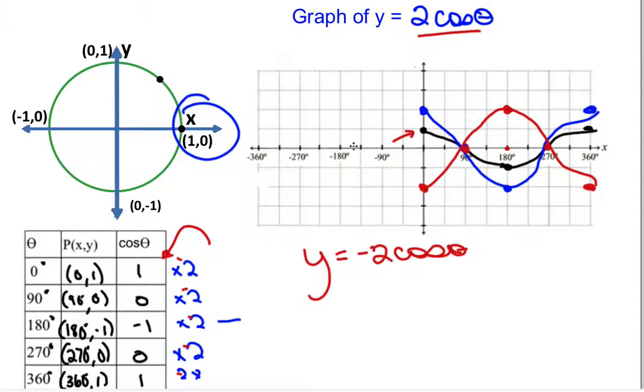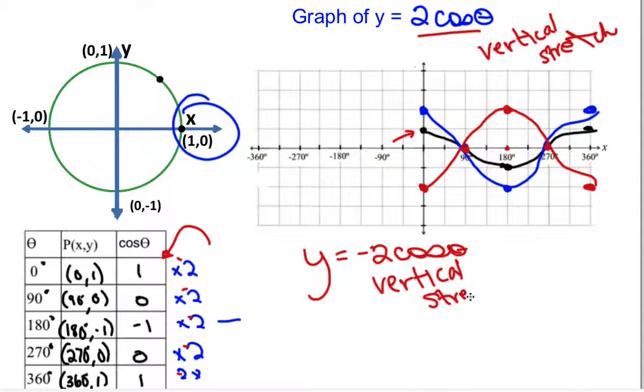So that would be the graph. This would be a vertical stretch. And this would be a vertical stretch and reflection. Notice too that we can also have a vertical shrink.